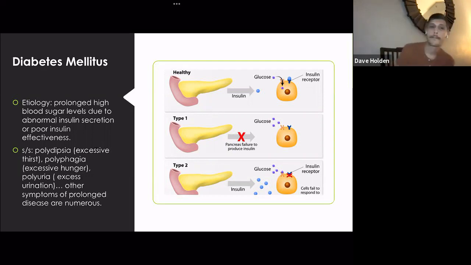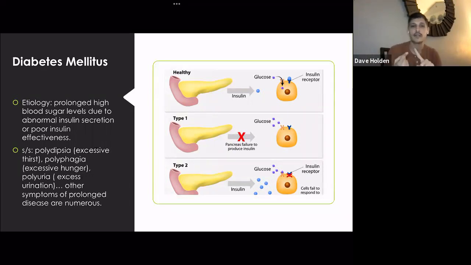Diabetes mellitus is diagnosed by prolonged high blood sugar levels. This can be due to abnormal insulin secretion or poor insulin effectiveness. So either you're not making enough insulin, or you're making enough insulin, but the insulin itself is defective and there's something wrong with it.